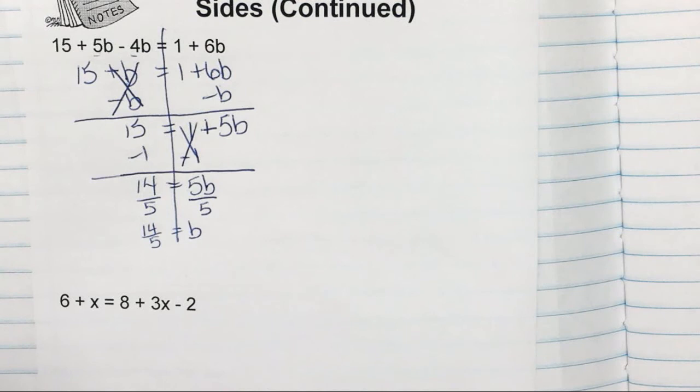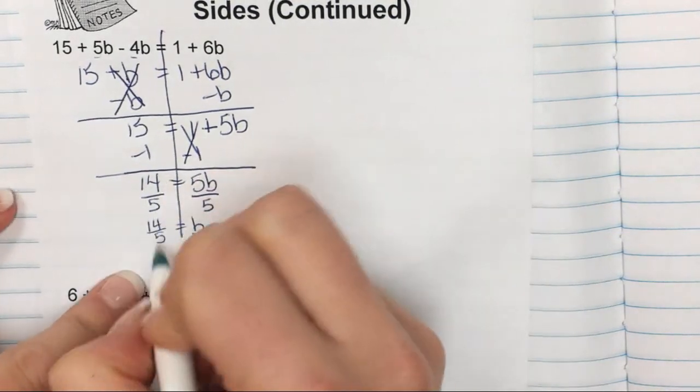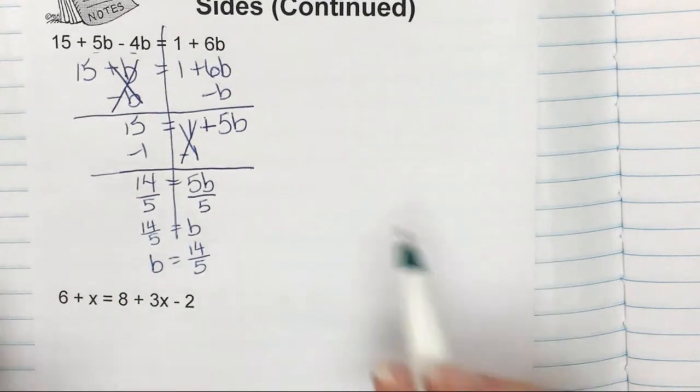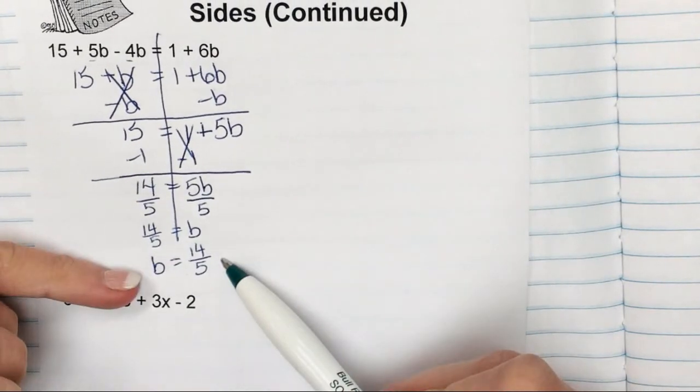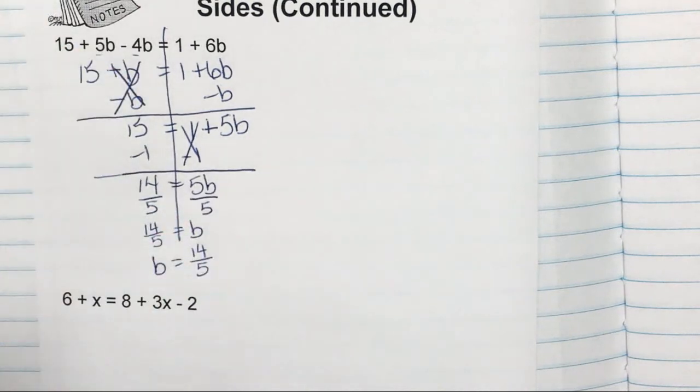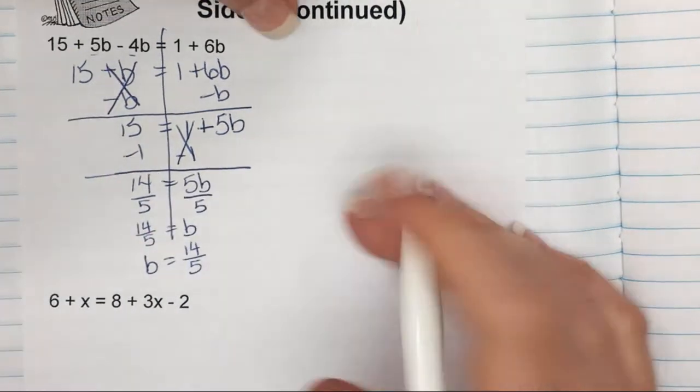And then I can use that symmetric property and rewrite this as b is equal to 14 over 5. So again, symmetric property says this and this are both equal. It doesn't matter the order you write it, and you can flip around the equal sign. So I'm going to go ahead and go back and do my check.